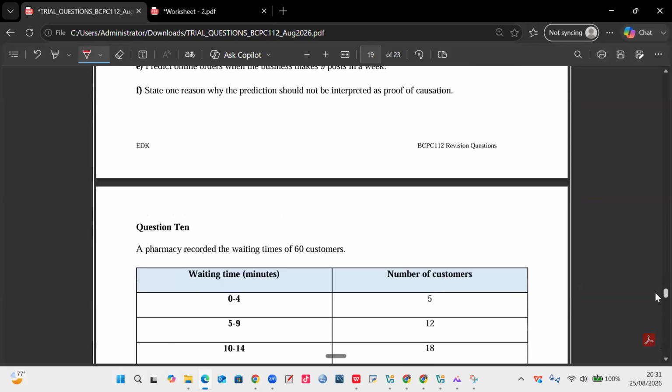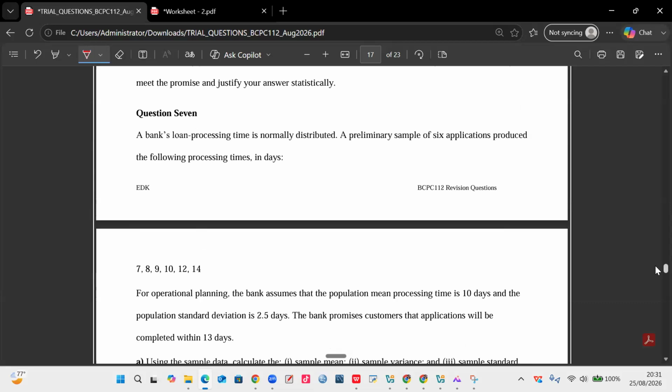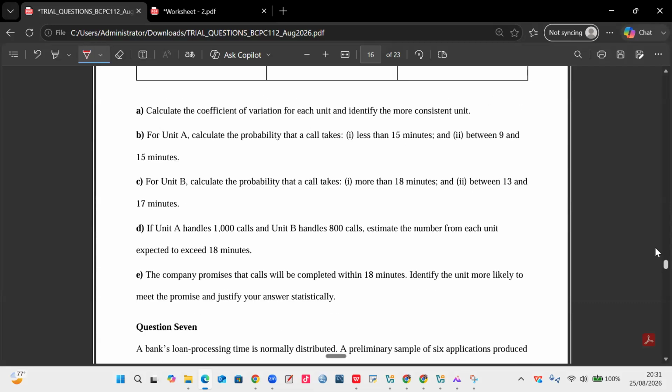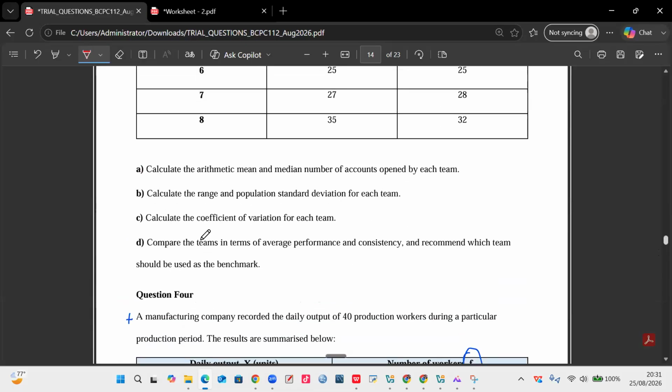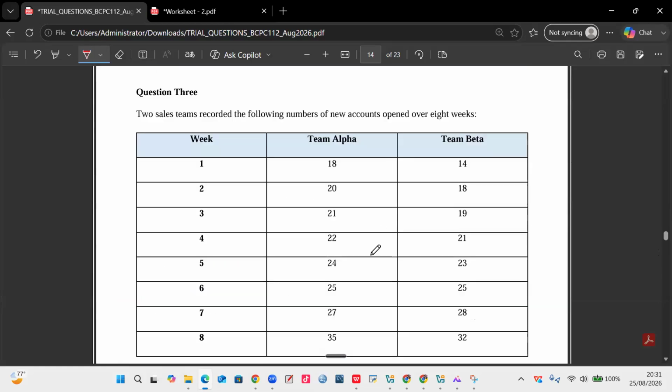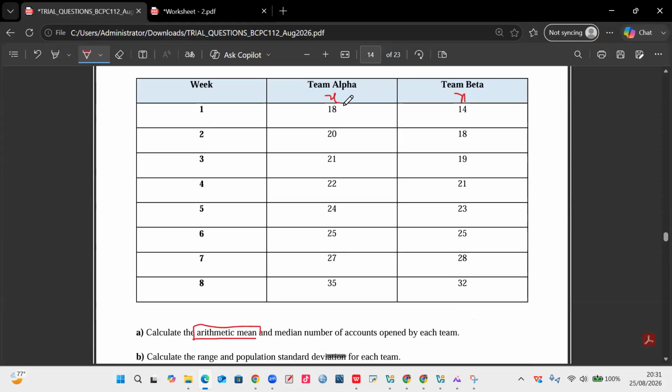One of these trial questions has that. I think question 3 or so. Let me check. Look at this question. Calculate the arithmetic mean and median. You can see this table doesn't have any frequency. Team alpha is X, team beta is X, question 3. So if you want to find the mean for this, you use X bar is equal to sigma X over N, because this is continuous data. There is no frequency.